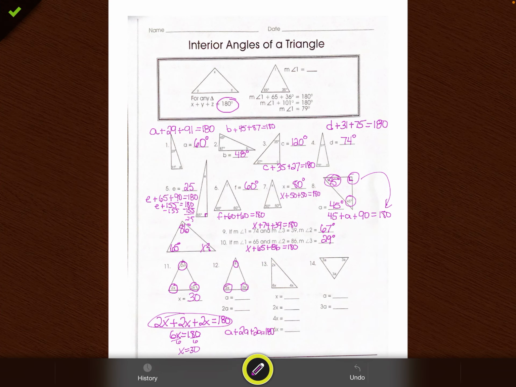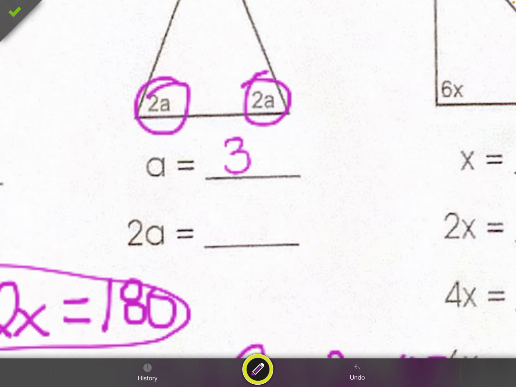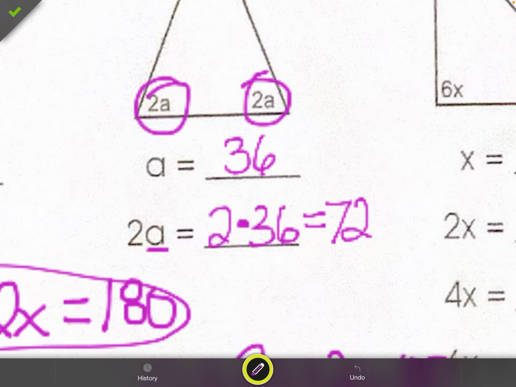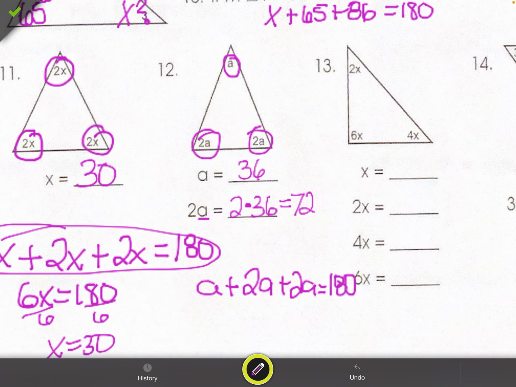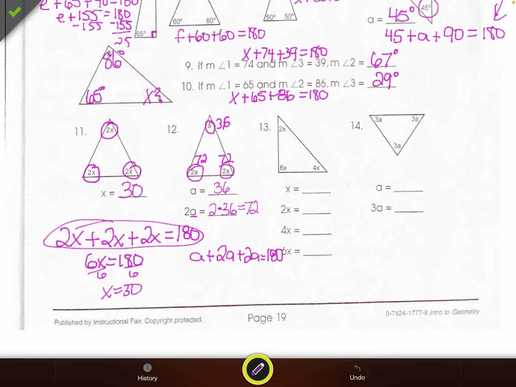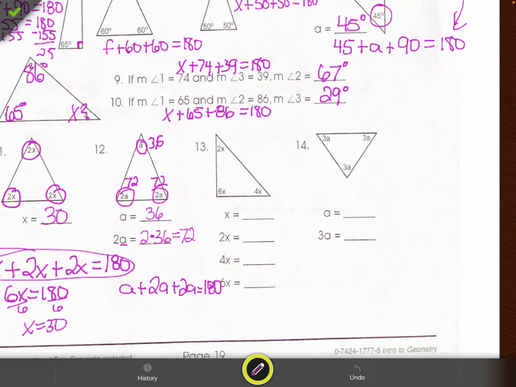So a is 36. How do we find 2a? Well, this is 2 times a. 2 times, what do we get for a? 36. If you need to, type it into Desmos. 2 times 36 is 72. Essentially what you figured out is this angle is 36, this angle is 72, and this one would be 72. And 72 plus 72 plus 36 add up to 180.